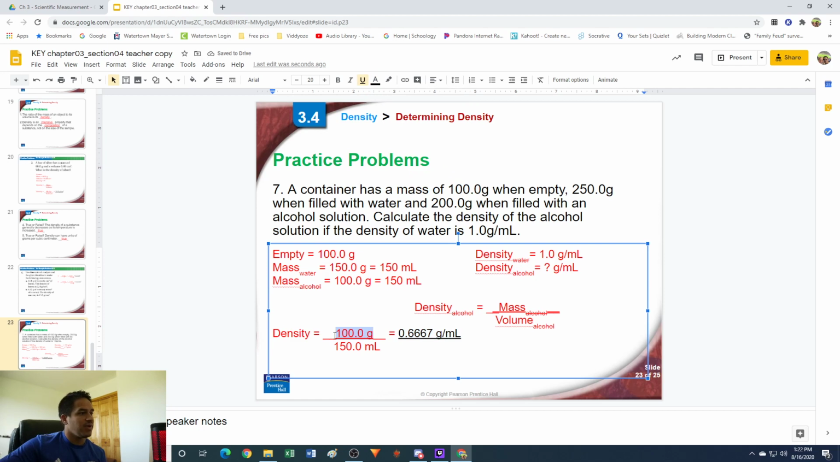Again, the mass of the alcohol comes from the beginning information, and the volume was determined based on how much water was put in there, and therefore that would be the same amount of alcohol put in there. Then you just do a simple division problem, and there you go. So again, a little bit of a tricky one, but anyway.